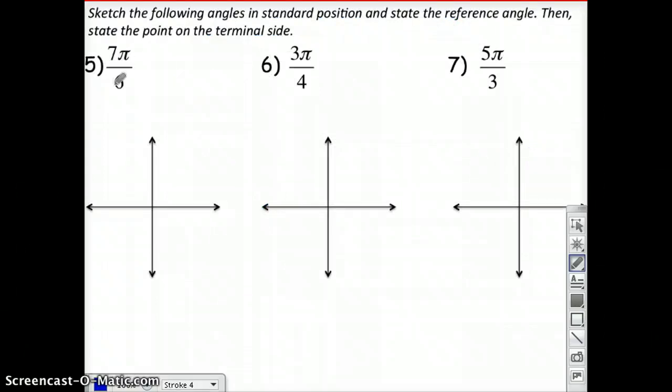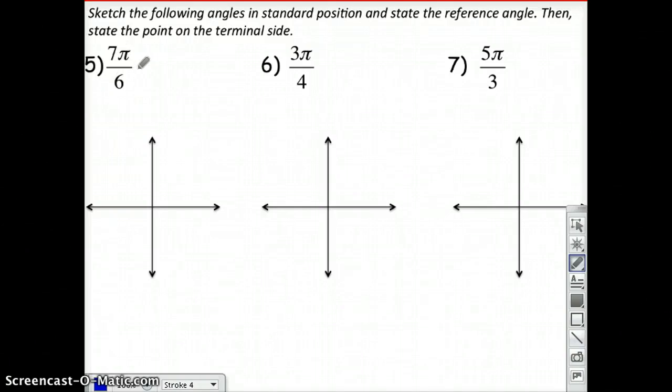So let's do some more practice where we sketch angles in standard position and then state the reference angle, and then finally state the point on the terminal side. You're going to have problems like this in the homework. So the first thing we have to do is sketch the angle.